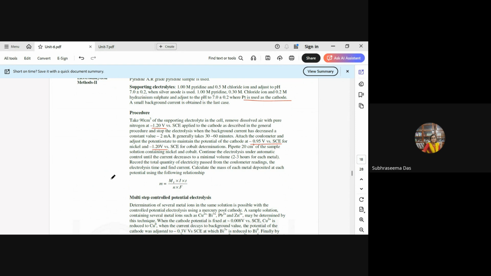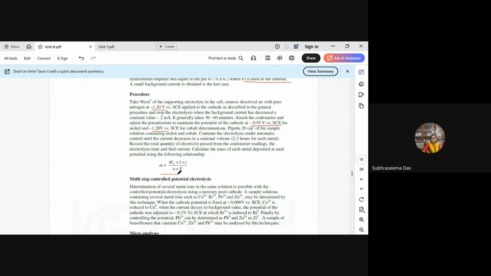Then we will pipette out 20 ml of the sample solution that contains both cobalt and nickel, and we will continue the electrolysis under automatic control, which will take a minimum of 2 to 3 hours. Then we will record the total quantity of current that has passed through, from the coulometer's reading, and then using this formula we can calculate the mass that has been deposited at each electrode. So this is how we can calculate the deposited mass for the two metals.